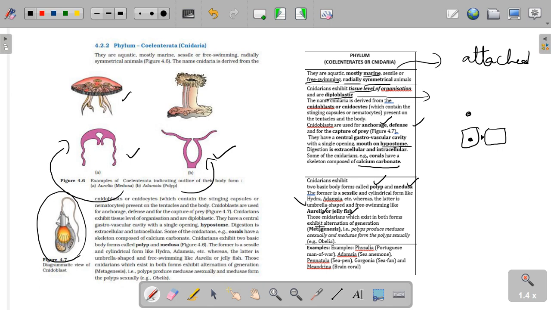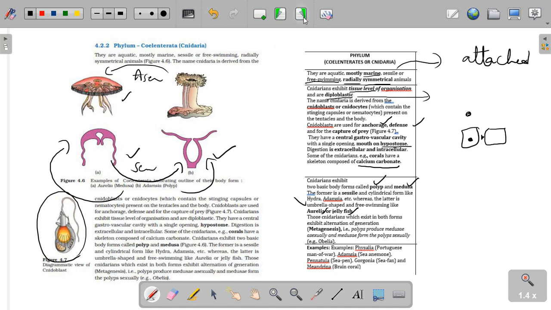Now, those cnidarians which exist in both forms exhibit alternation of generation. Like we heard in the plant kingdom, you remember that pteridophytes have two body forms, sporophyte and gametophytic bodies, produced living separately. In the same way, in cnidarians also you can see they have this alternation of generation where the polyps produce medusa form by asexual reproduction, whereas medusa forms polyps by sexual reproduction.